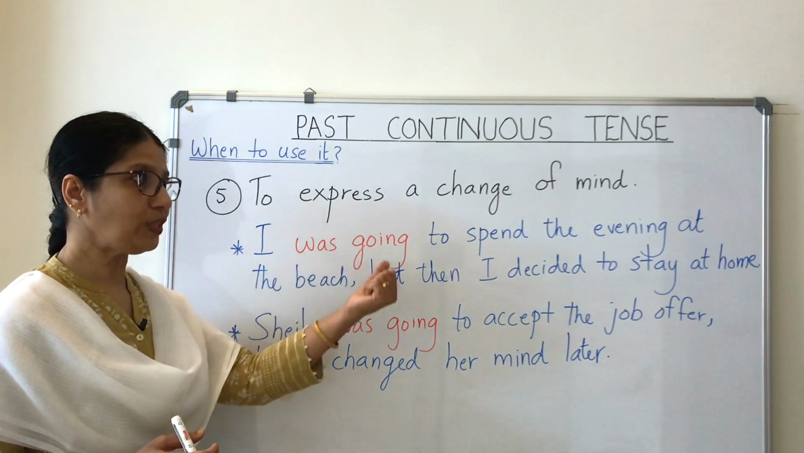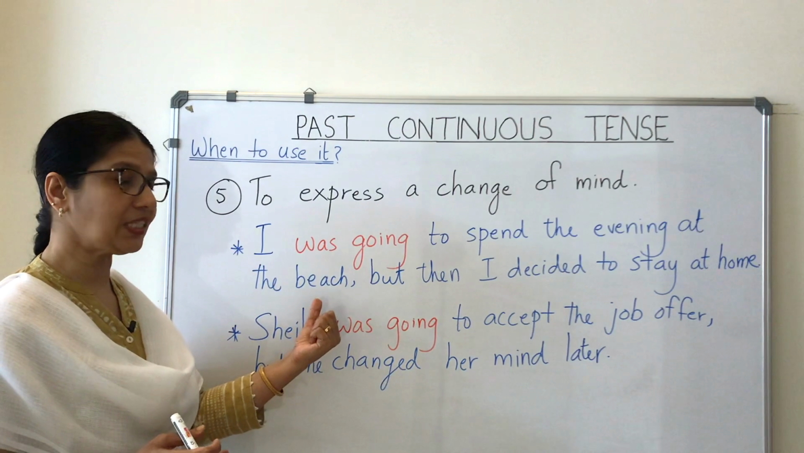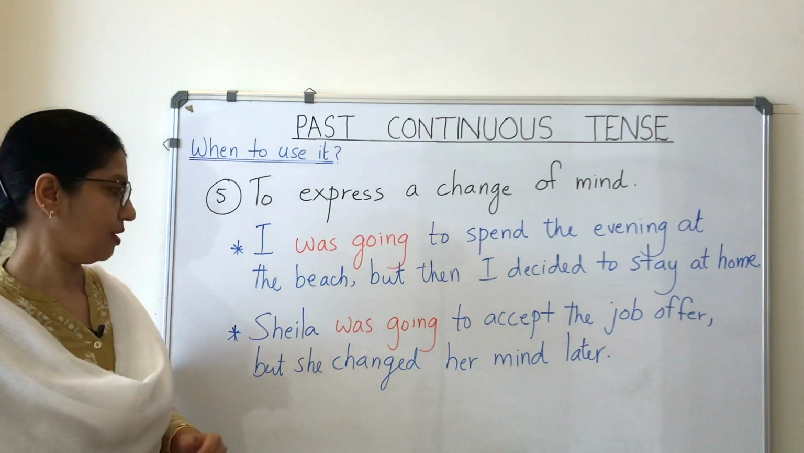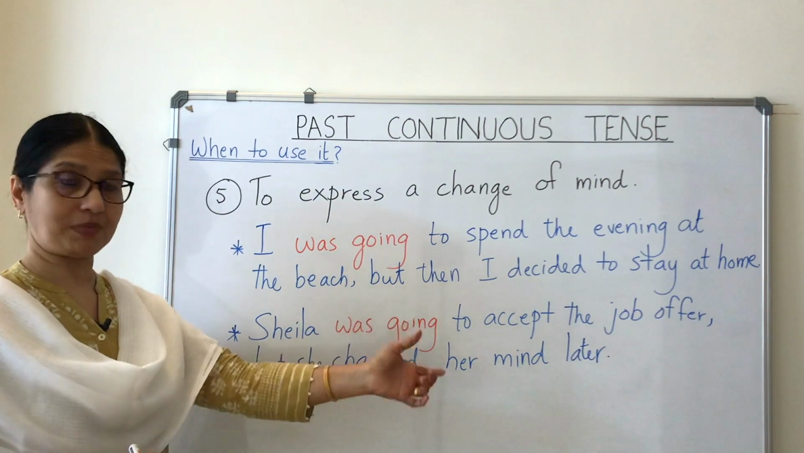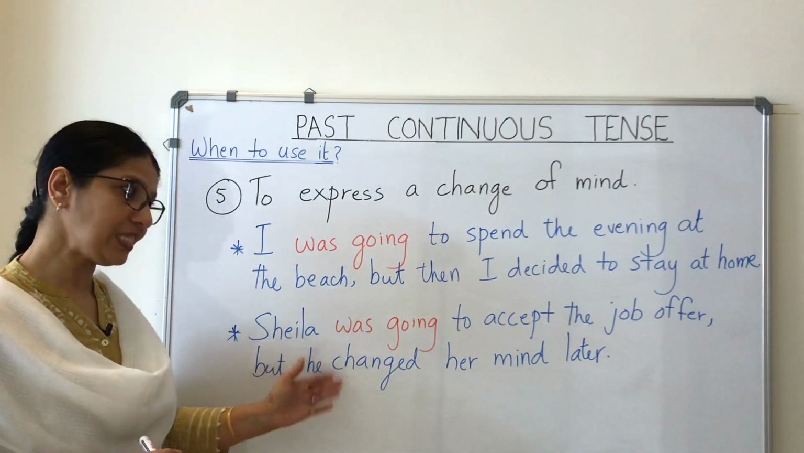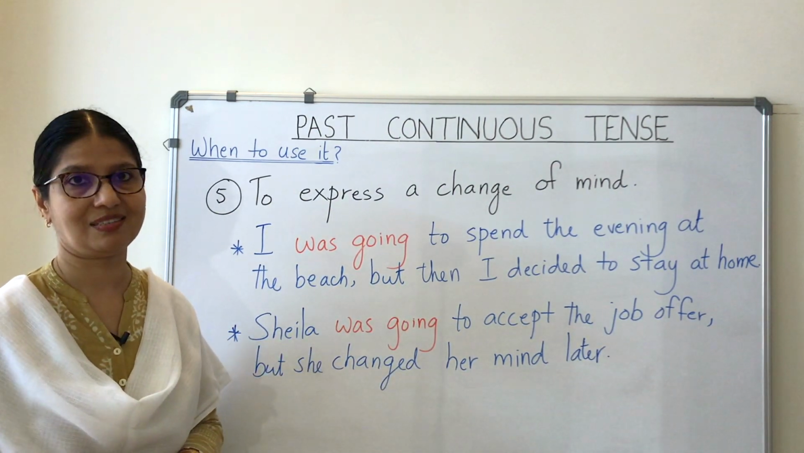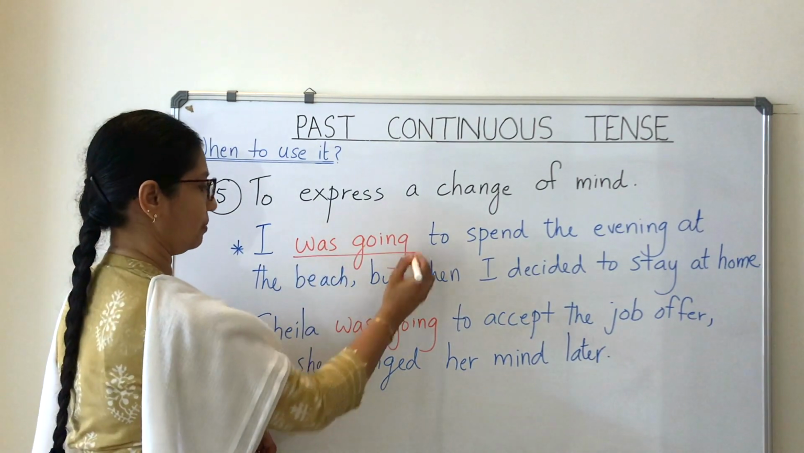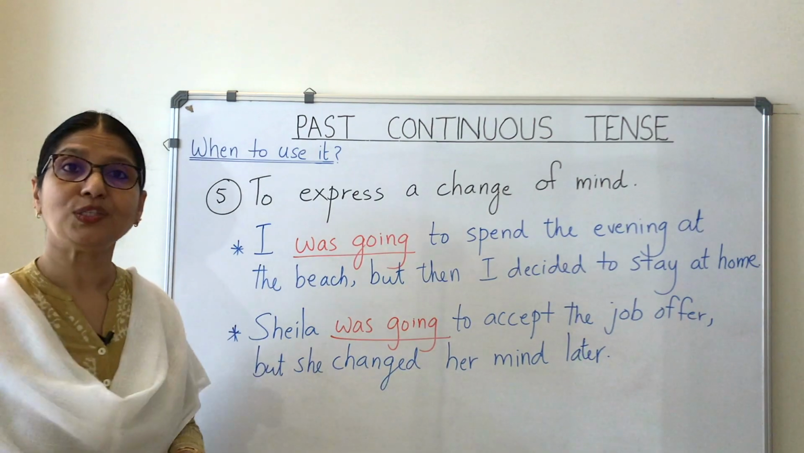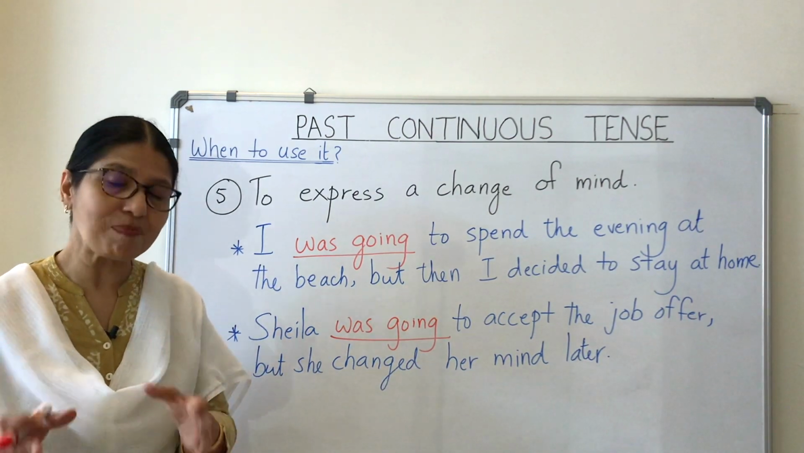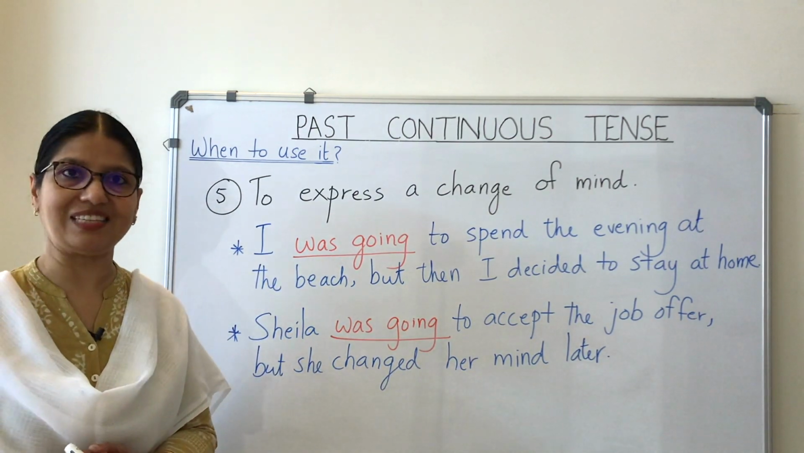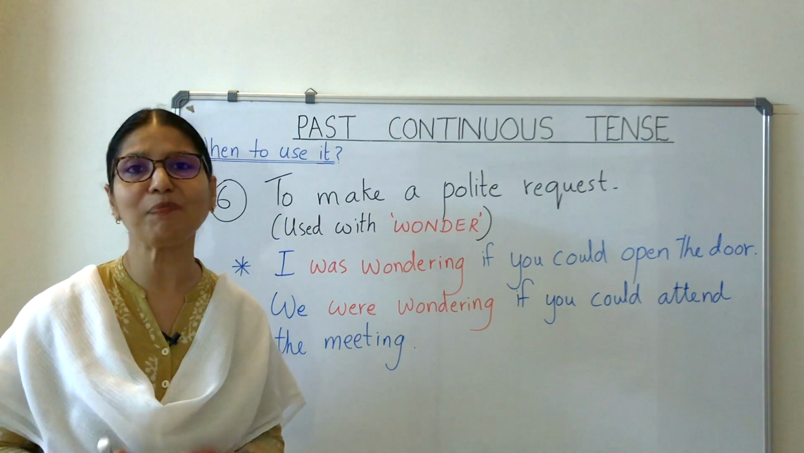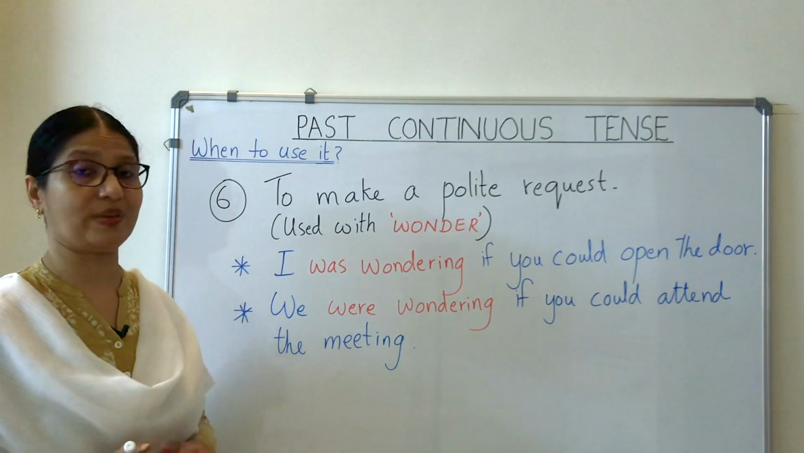I was going to spend the evening at the beach, but then I decided to stay at home. Sheila was going to accept the job offer, but then she changed her mind. So you can see that the past continuous tense here is used to denote an initial plan that was changed later. The past continuous tense is so versatile that it can even be used to make a polite request.